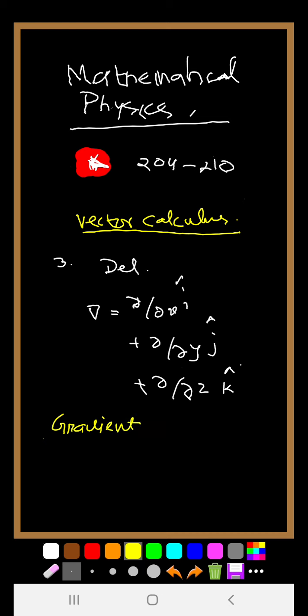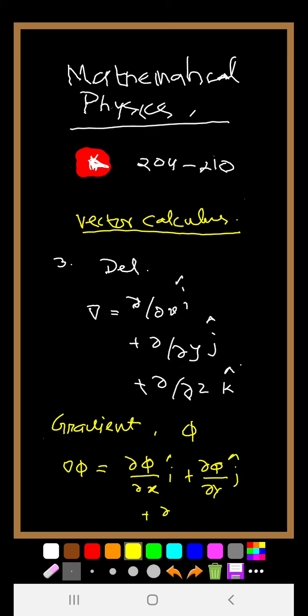Gradient is nothing but, if we have a scalar quantity phi, it makes a vector quantity out of it. So del phi is equal to del phi by del x i plus del phi by del y j plus del phi by del z k.